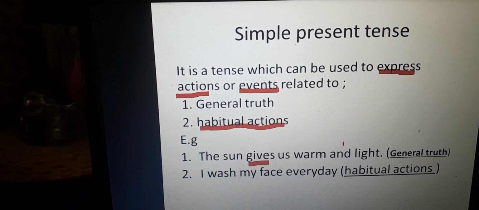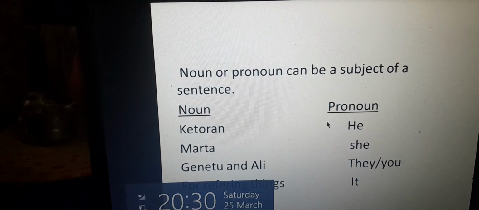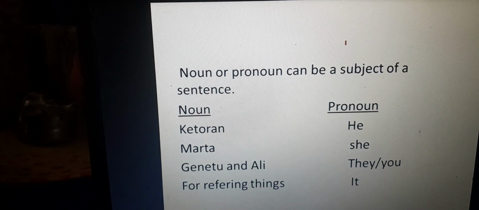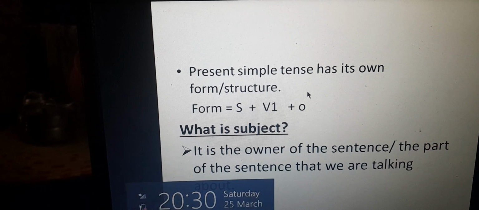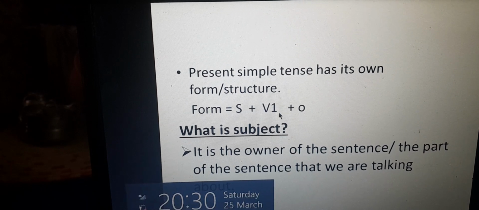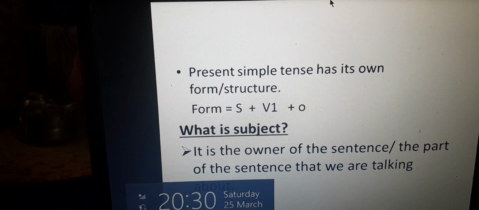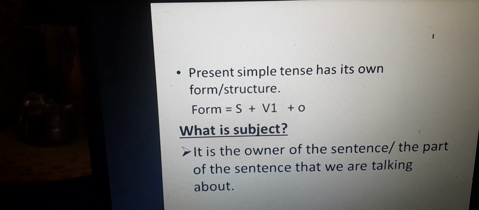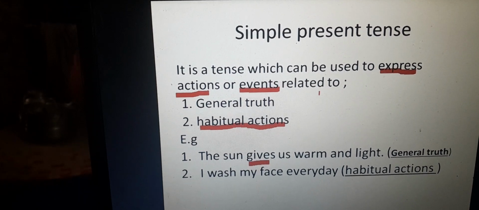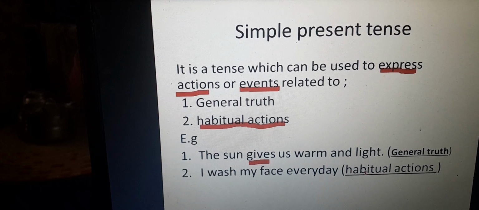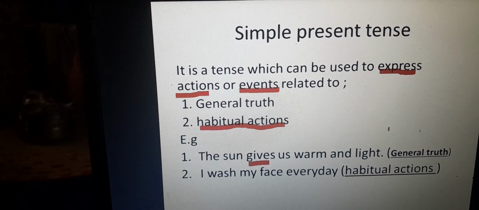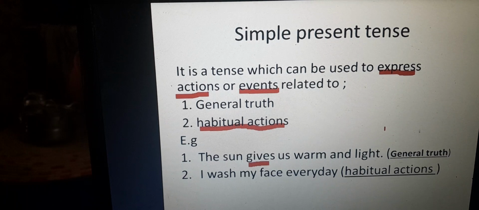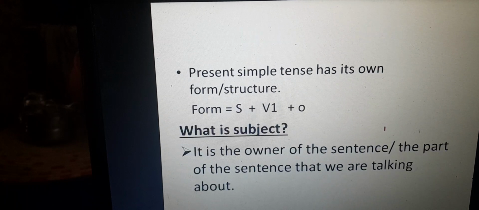And the other benefit of simple present tense is that, sorry for the technical interruption. I wash my face every day. This is a habitual action. So this habitual action and others can also be expressed with simple present tense.